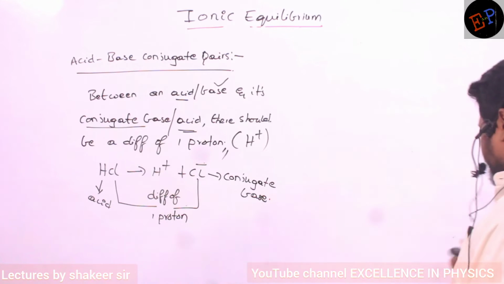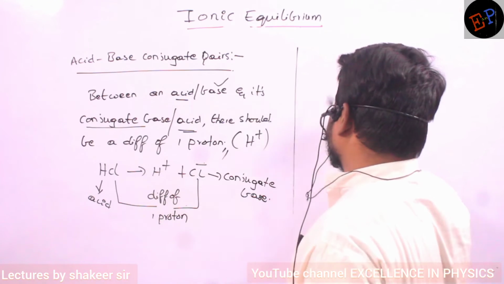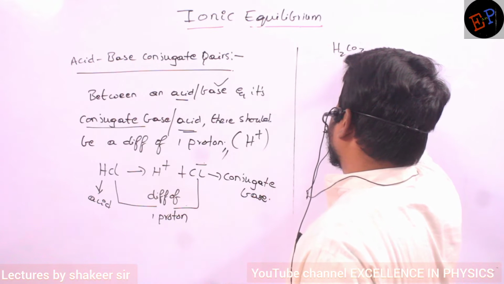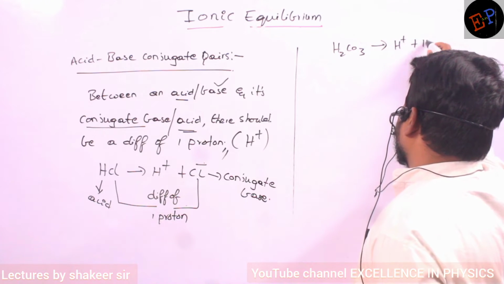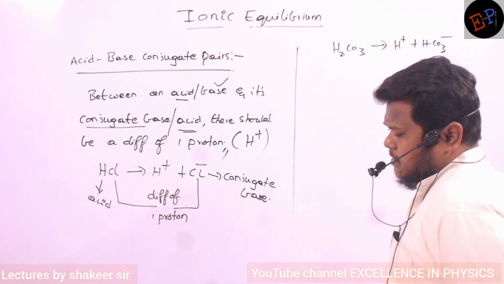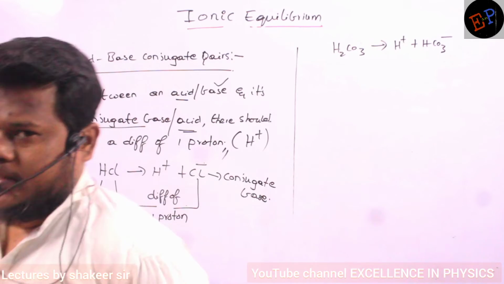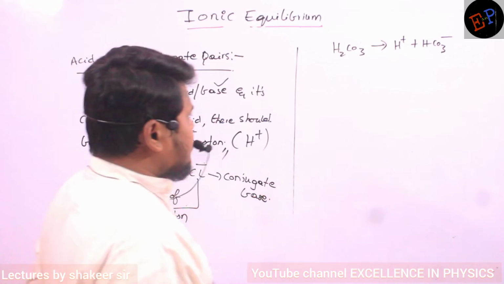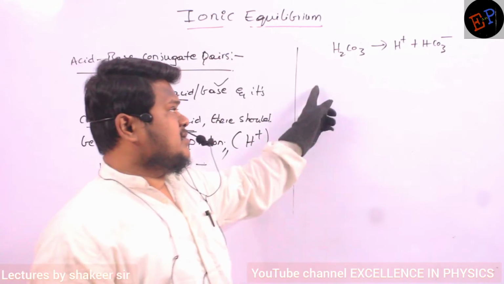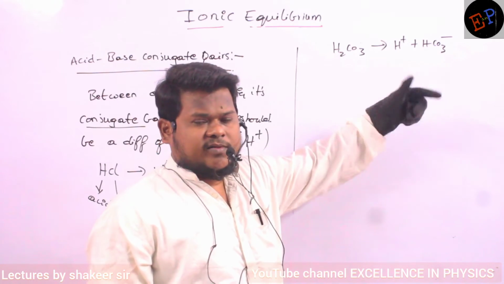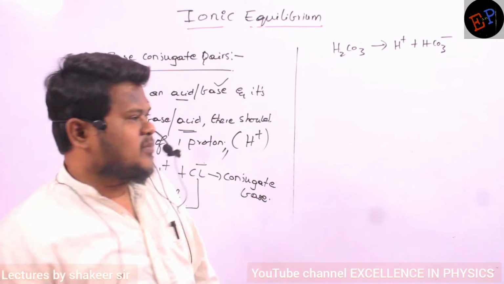If I take one more example, let us take carbonic acid, H2CO3. Then this can disintegrate into H+ and HCO3-. So it can disintegrate like this. Are you able to understand? Now here this is carbonic acid. This is an acid. Why can you call this one an acid? Because it is giving H+ ions, it is giving a proton. So definitely you can call it an acid.